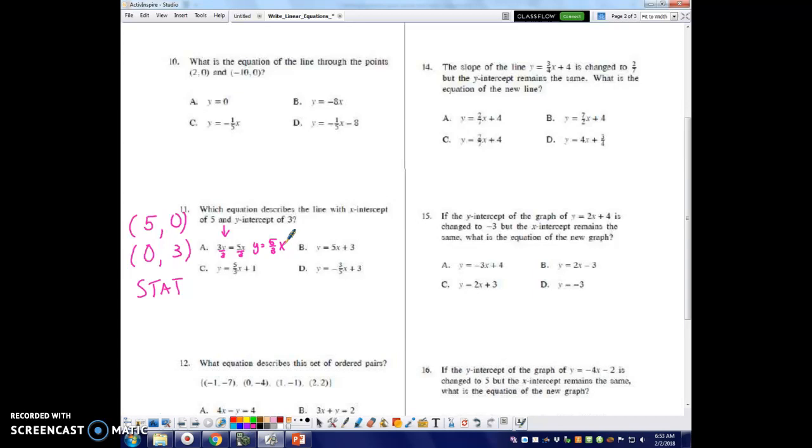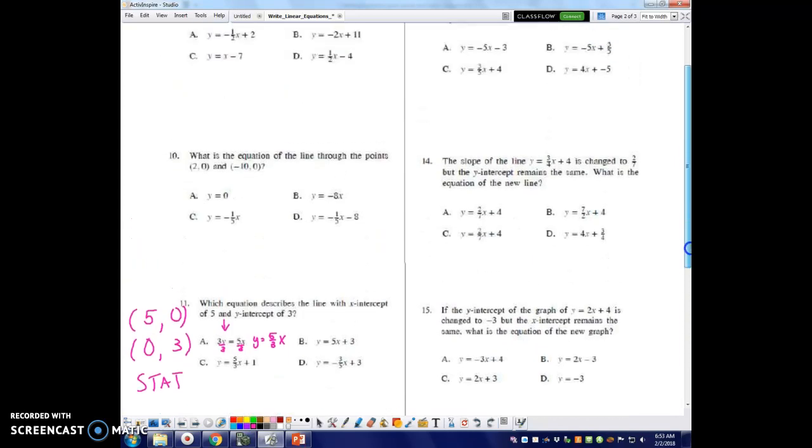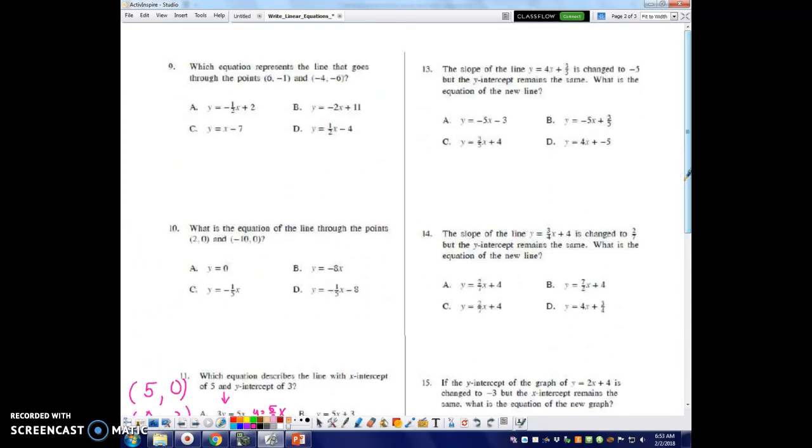Okay, number 13. The slope of a line is changed to negative 5. So that means this number is changed to negative 5. But the y-intercept remains the same. What is the equation of the new line? So y equals, instead of 4, we put negative 5 x, but the y-intercept remained the same. So plus 3 over 5. Which one's that? B.